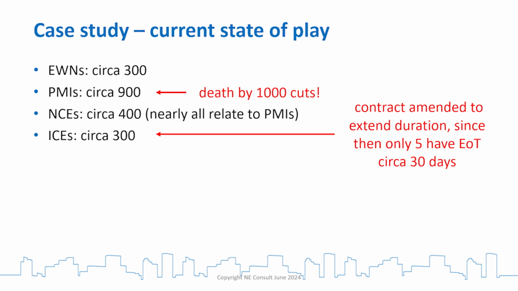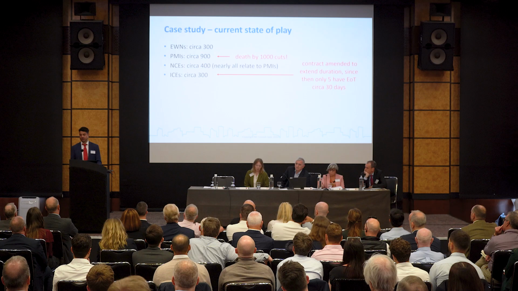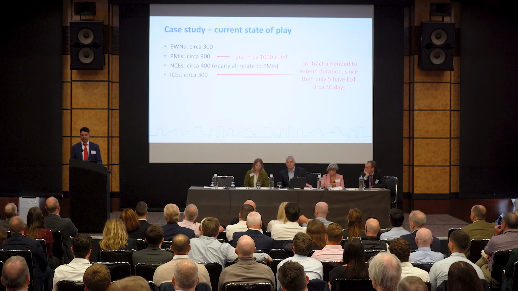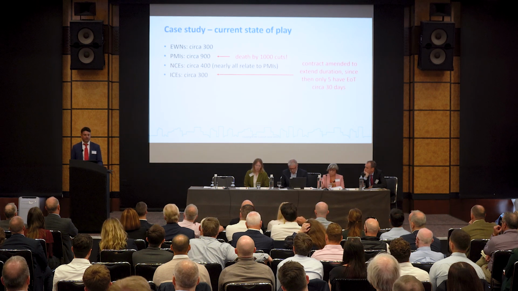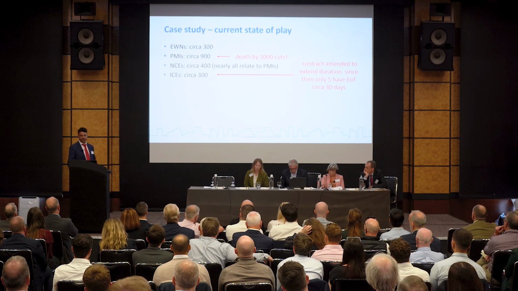a deal had been done. So a deal had been done to amend the contract duration, sweep things under the carpet. So we step outside the NEC framework and we do a deal because it was getting tricky. That deal happened after the first 100 compensation events. 300 more down the line. Where's this going to end up? And then since then, we only have 5 that have an EOT that amounts to 30 days. Anybody smell something fishy?